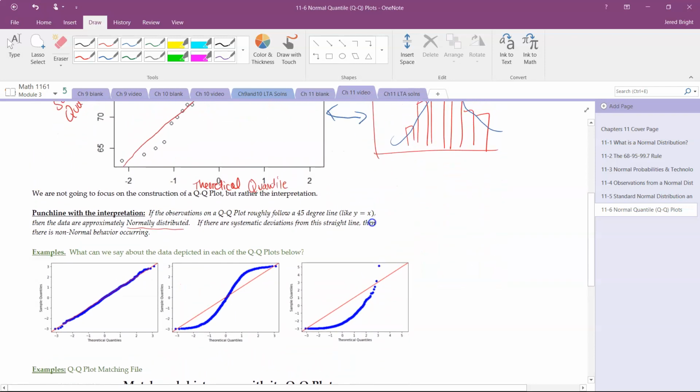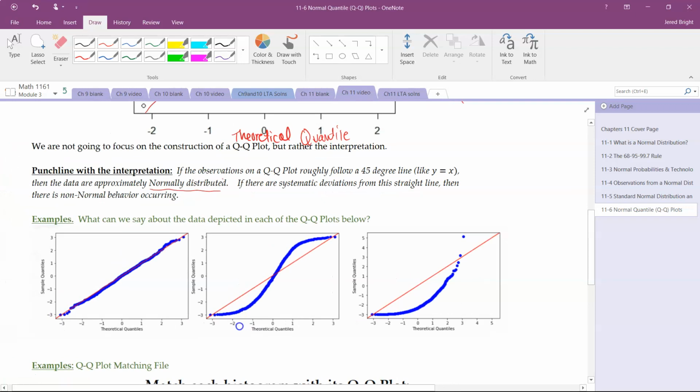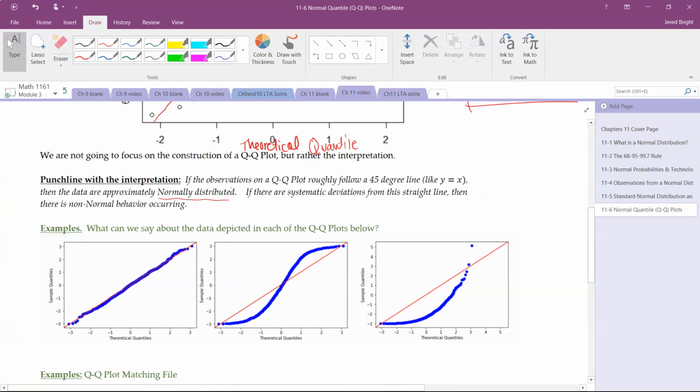So with that idea in mind, I'm curious what you might say about the normality of the data sets depicted here. The red line is your 45-degree line. What can we say about each of these? Are they normal or non-normal? Well, the first one, I think you can say that follows the line, so this is normal. This one is not normal, even though the points kind of balance each other out. And this one definitely is not normal.